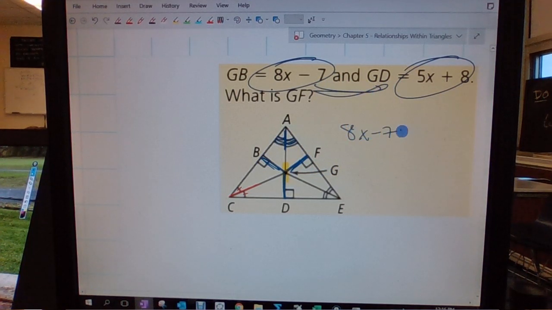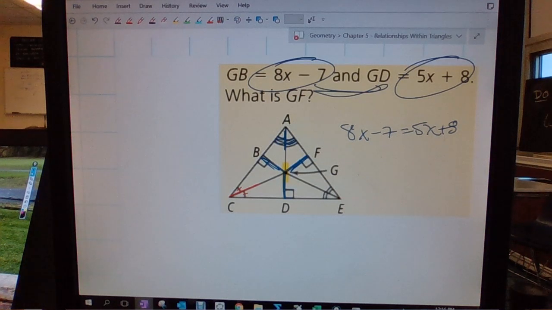All right, so 8x minus 7 equals 5x plus 8. And we should be able to solve for x, right? And once I solve for x, can I then plug that back in to find GF? Yeah. Okay. But is there anywhere to plug it in to find GF? No, so what do I do?